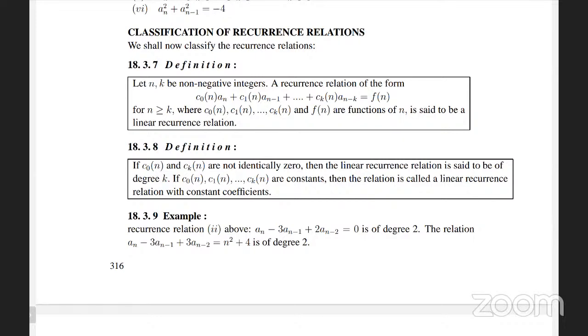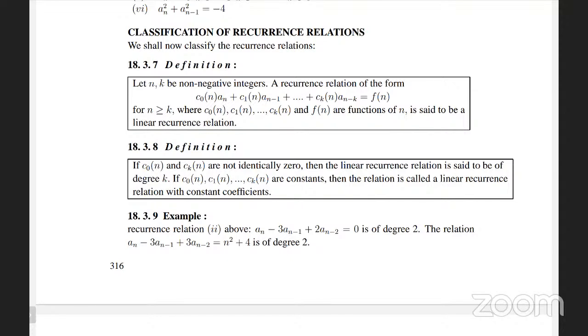Now coming to the second definition. Here C0 and Ck are not identically 0. These two terms are not zero. Then the above linear recurrence relation is said to be of degree k. If C0, C1, and so on up to Ck are constants, then the relation is called a linear recurrence relation with constant coefficients. If we are asked for a linear recurrence relation with constant coefficients, we go for this second definition, that is 18.3.8.